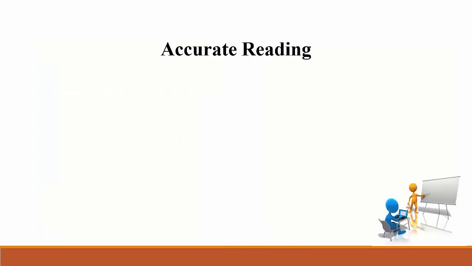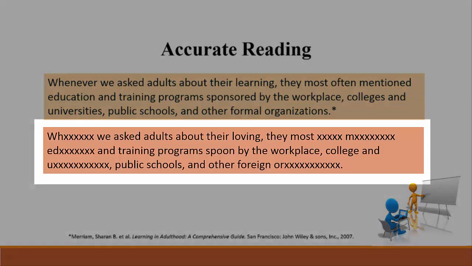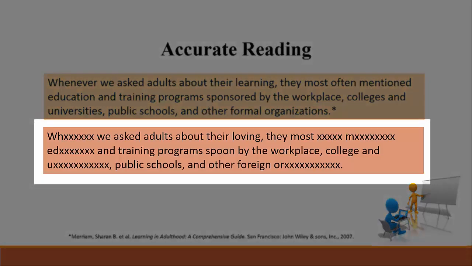Now let's talk about accurate reading. Accurate reading means recognizing the words on the page with a minimal number of errors. Here is a sentence taken from a book on adult learning. Imagine only being able to recognize a small portion of the words, something like this. The X's here indicate where a reader just gives up and can't even imagine what that word might be. But some words are read incorrectly as well.